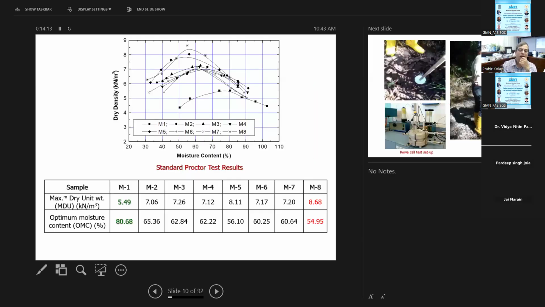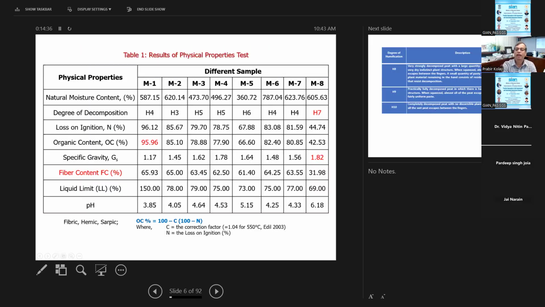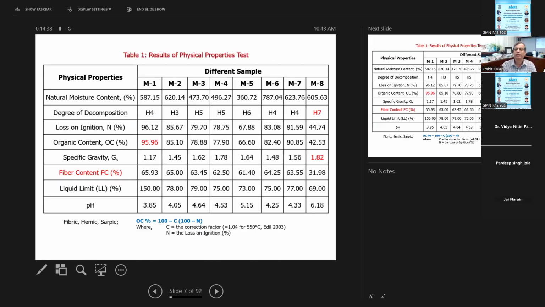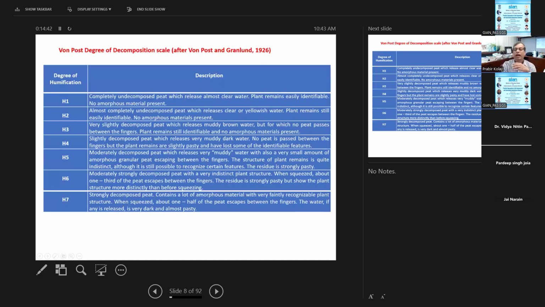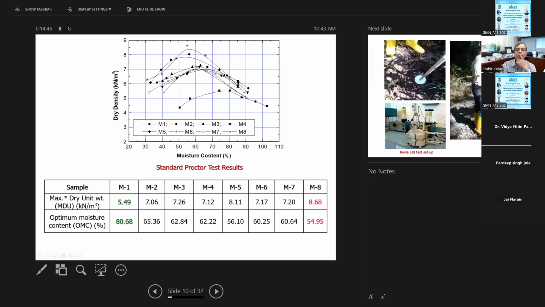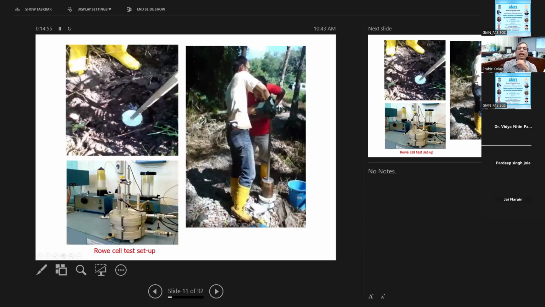So now, as I mentioned, we did a compaction test for M1 and M8, all these different types of soil, and we noticed that with the more decomposed material, the specific gravity was higher, and obviously in the standard Proctor, a higher specific gravity means it will give you more density. So M8 was, you see over here, more decomposed. Specific gravity was 1.82. That's why it gave the maximum strength. That is the maximum strength it can give, maximum dry density, but the optimum moisture content is also less.